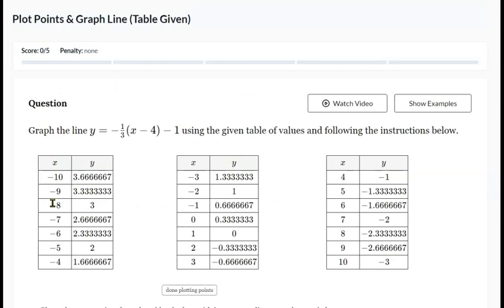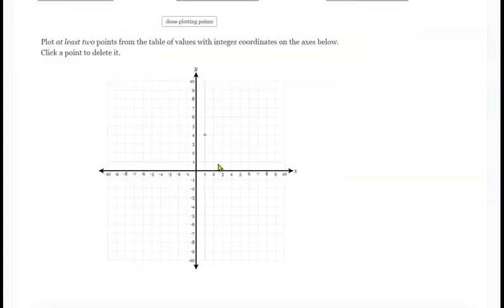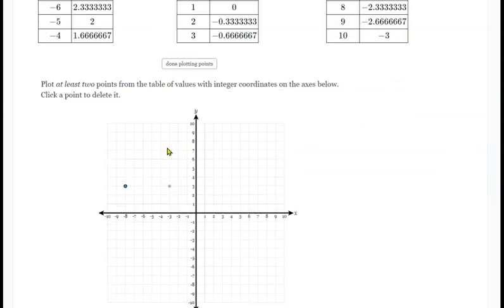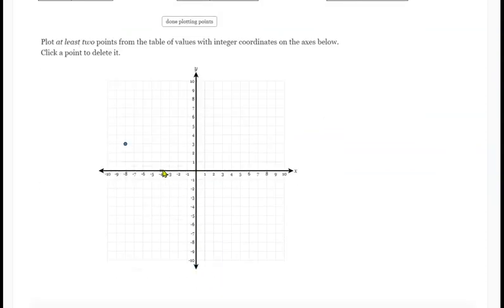And they'd like you to plot all of the integer points, right? Plot at least 2 points from the table of values with integer coordinates. So we don't need to try and plot these more difficult points, but I can plot (-8, 3), -8 on the x, +3 on the y. I can plot (-5, 2), -5 on the x, 2 on the y.